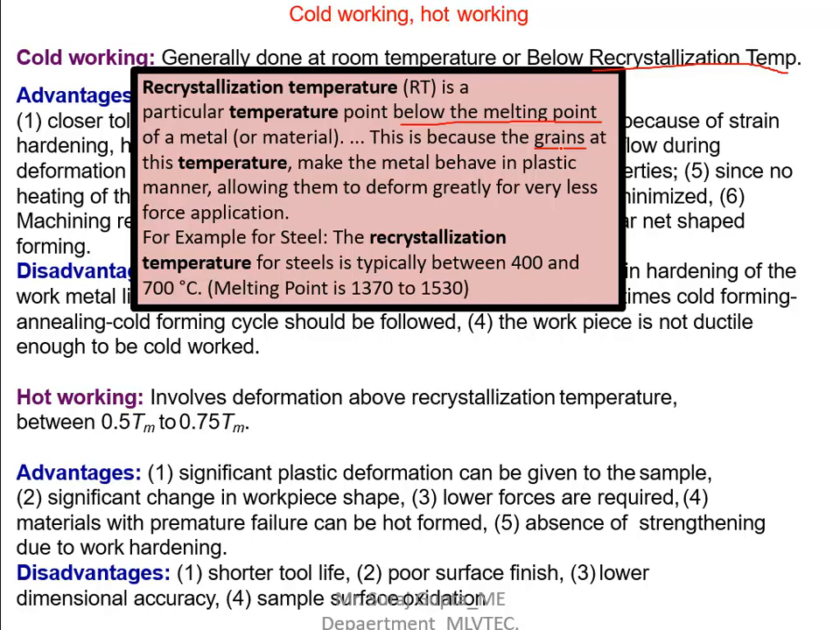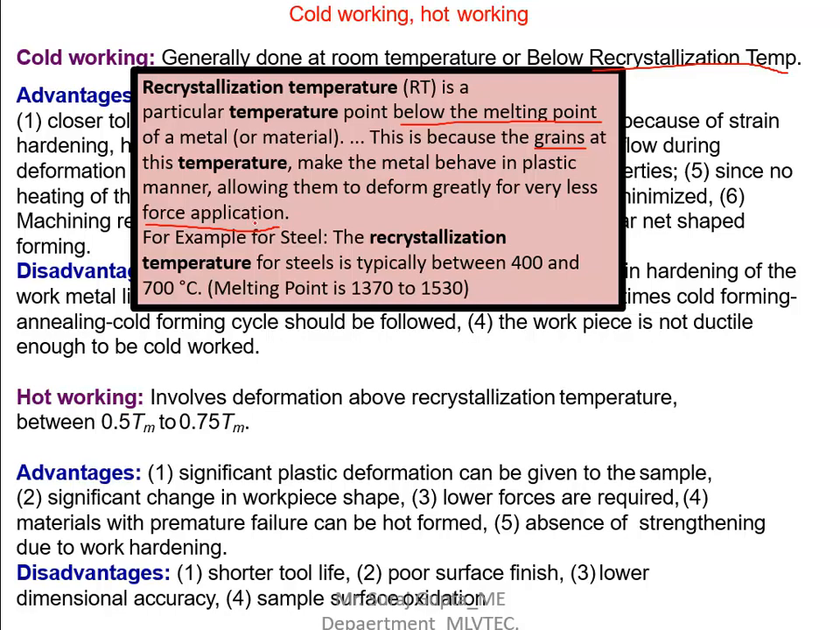At this temperature the grains make the metal behave in a plastic manner, allowing it to deform greatly with very little force. This means that at that temperature the material behaves as a very soft material, so we can apply a force to deform it very easily. If we apply forces on the material below this temperature, that process is known as the cold working process. If we apply the forces when the material is kept above the recrystallization temperature, then that process is known as the hot working process.